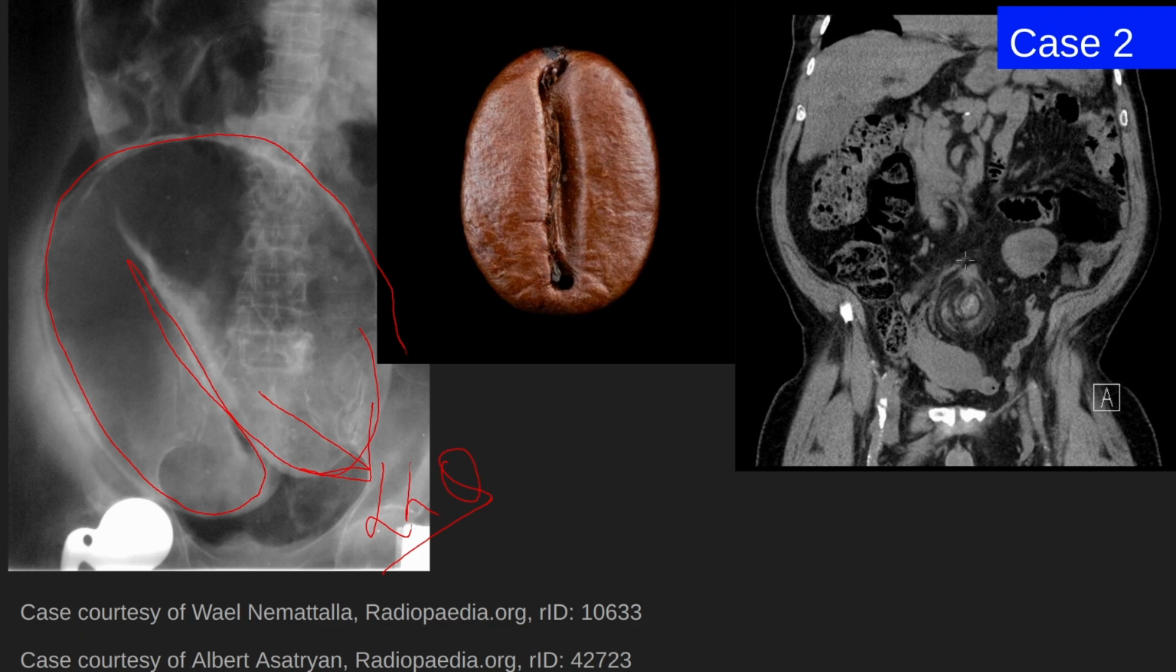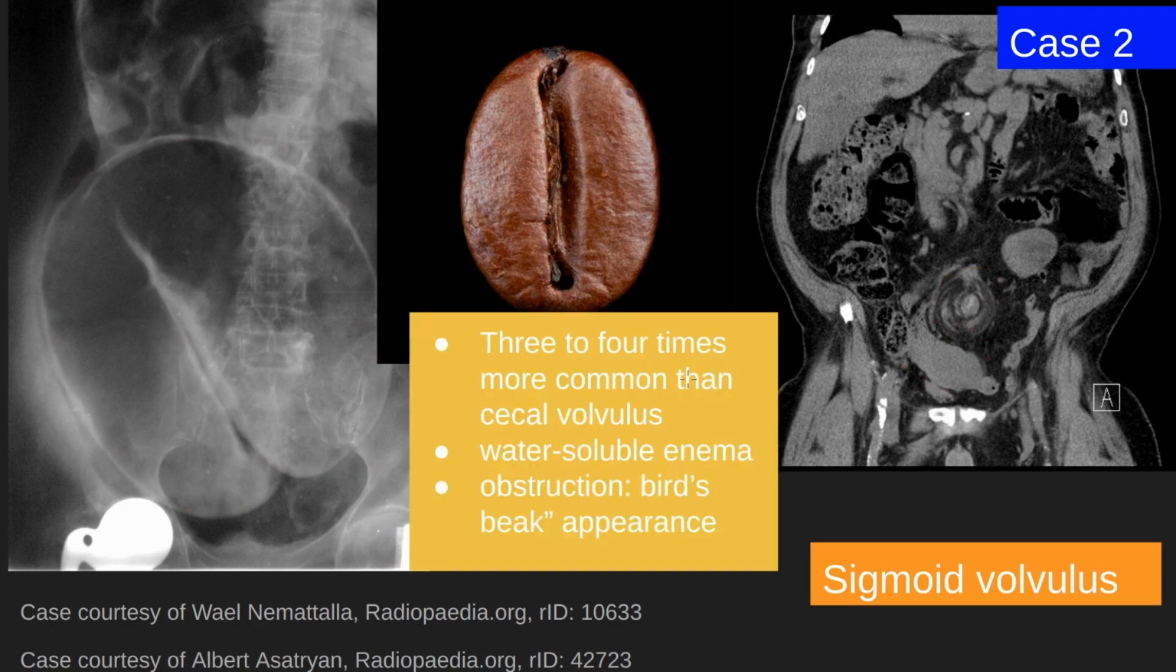And on CT, we can see there's this mesenteric swirling in the left lower quadrant, and there's a dilated loop of bowel, which is partially seen here, and that's the mesenteric swirling that suggests sigmoid colon volvulus. Sigmoid colon volvulus is 3 to 4 times more common than cecal volvulus, and surgery is not the only modality to reduce the volvulus. Water-soluble enema can also help reduce it, and if it is not reduced by enema, surgery is the next best choice.